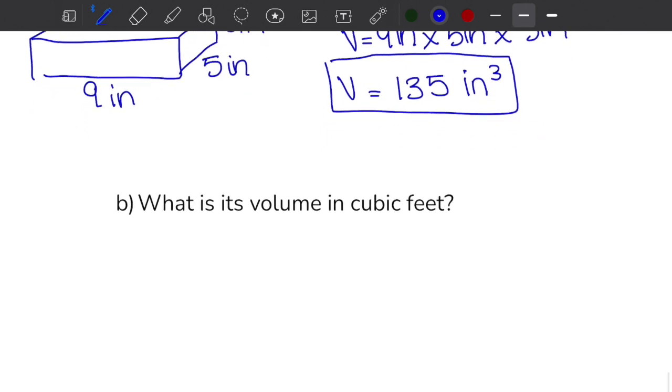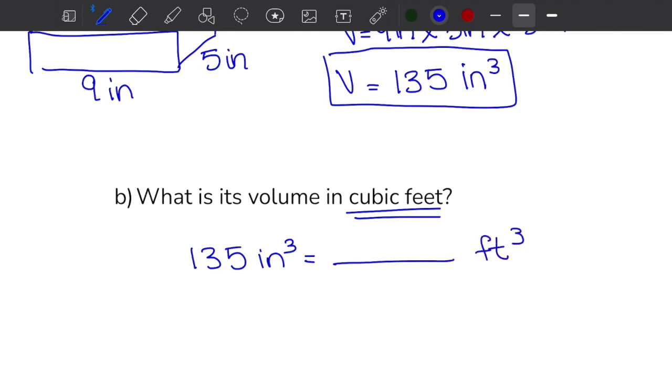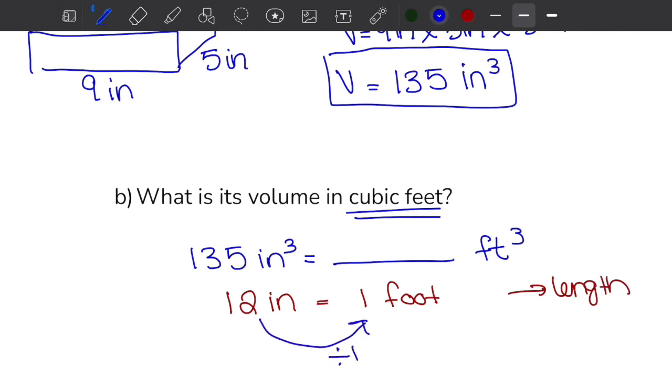Now question B says, what is this volume in cubic feet? So that means I need to take my volume in cubic inches and convert it to a value in cubic feet. This is a straight up conversion, just like we did in the previous video. So we start by writing down the fact that relates inches and feet. This is the conversion fact for length. Then we ask ourselves, how does 12 become 1? Well, we divide by 12. So here we're going to divide by 12 3 times.